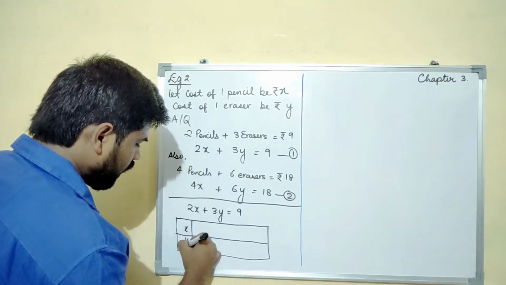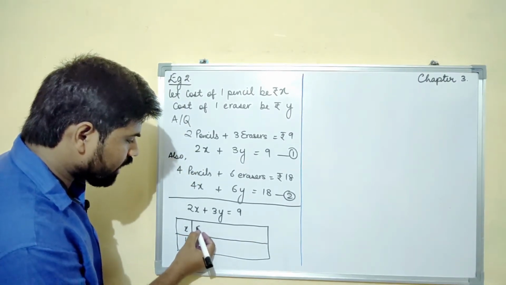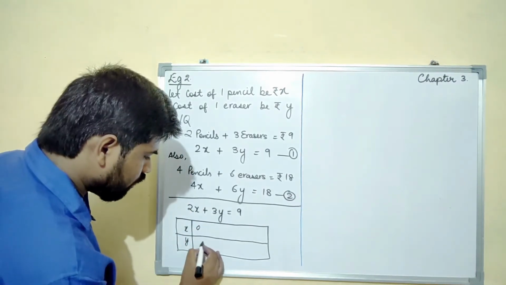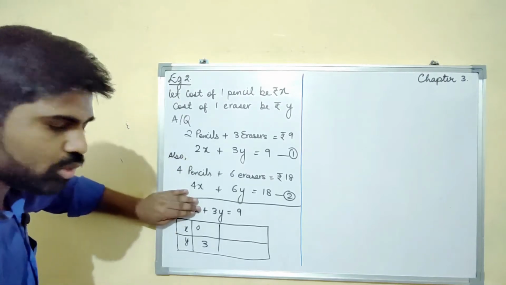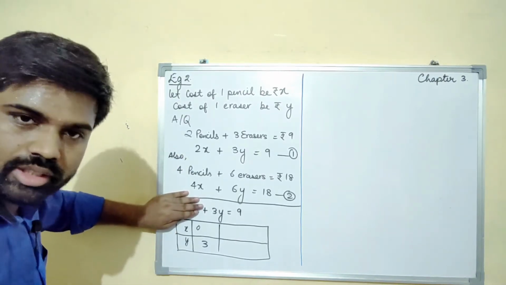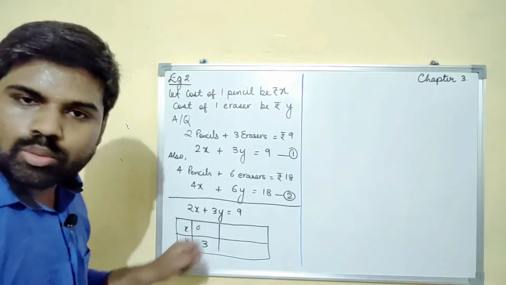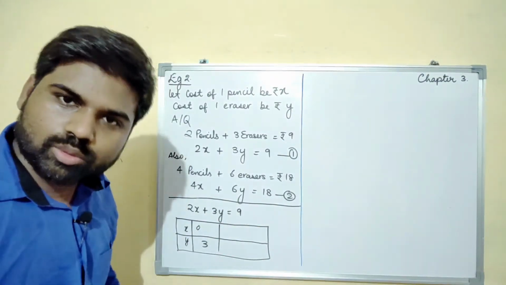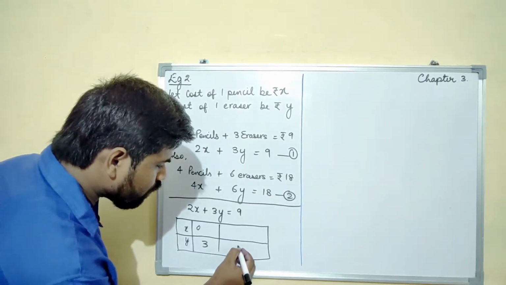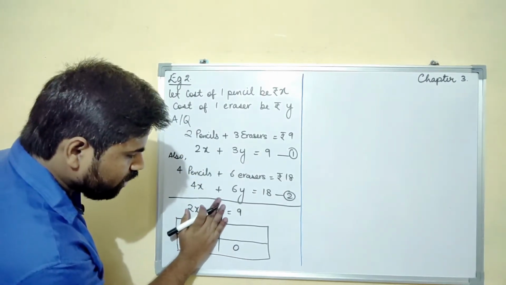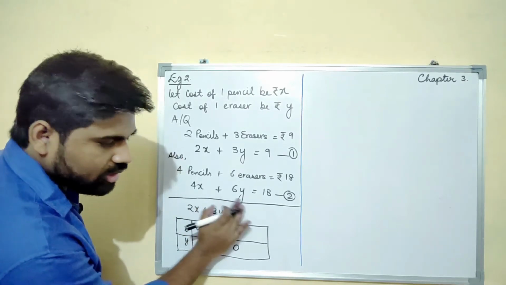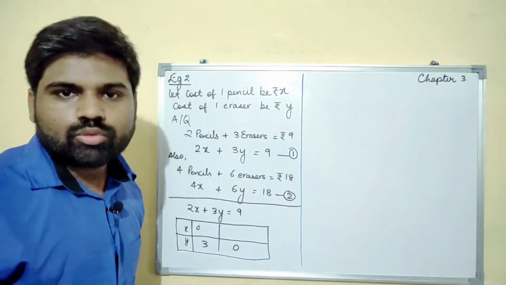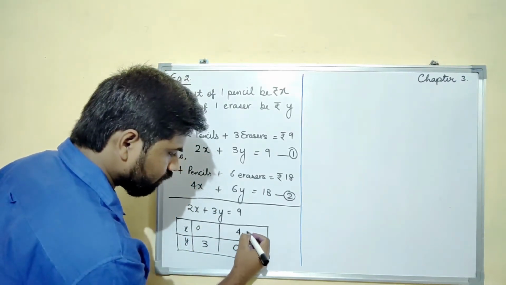x, y. Let us substitute the value of x as 0 here, then you will get the value of y as 3. If you put x as 0, this term will disappear. You will get 3y equals 9, so y equals 9 upon 3, which is 3. Now let us substitute the value of y as 0. Now this term will disappear and you will be left with 2x equals 9, which means x is 9 upon 2, that is 4.5.